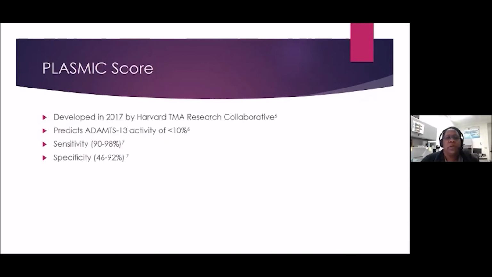So the tool that I was referring to is the PLASMIC score. And it was developed in 2017 by scientists and physicians at Harvard. And it's the Harvard Thrombotic Microangiopathy Research Collaborative. And what it does is it predicts the chances of a patient having an ADAMTS13 activity of less than 10%. And it tends to be very sensitive, and specificity can range between 46 and 92%. And I think the reason for that is some parameters are weighted more than others when you look for specificity. So let's look at the PLASMIC score.